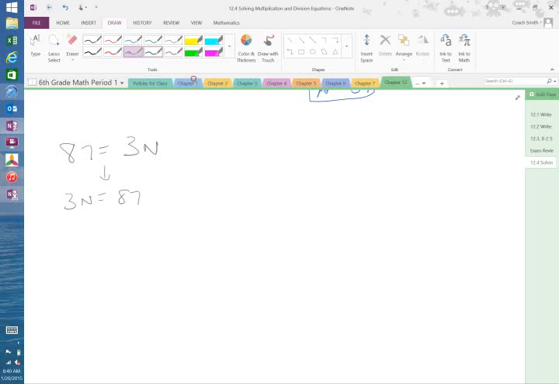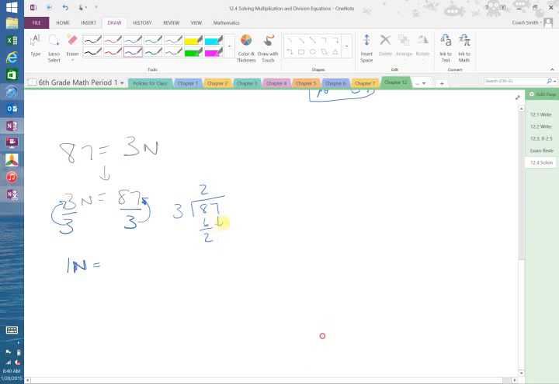Now, remember, we've got to do it to both sides, so we're going to divide 3 into 3, and we're going to divide 3 into 87. 3 goes into 3 one time. 3 goes into 8, 2 times would be 6. Remainder 2. Bring down my 7. 3 into 27 goes 9 times, that would be 27. Remainder 0. So n is equal to 29. Now, once again, you don't have to put 1 in. N and 1n are exactly the same.